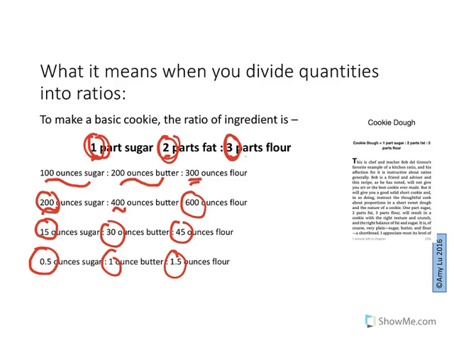If you were to do something random, like 100 ounces of sugar to 400 parts of fat and then 50 ounces of flour, this would probably be a pretty disgusting cookie. It probably wouldn't even form into a cookie. That's why ratios are important. It helps keep everything consistent as you double formulas and cut formulas in half. Okay? So we'll go more into context here, but that's what we're talking about, dividing quantities into ratios.